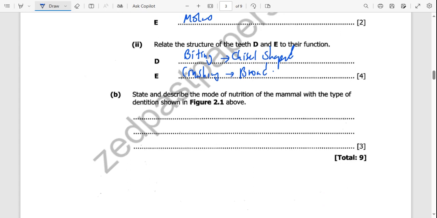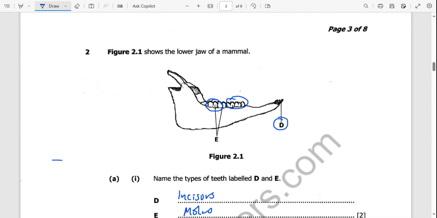State and describe the mode of nutrition of the mammal with the type of dentition above. So this dentition is for a goat. So their mode of nutrition is these are herbivores or herbivorous. And what they do is that they feed on plants. They only feed on plants. They don't feed on animals. And when they are eating those plants, they can actually store some of what they eat in this region, which is called the diastema.